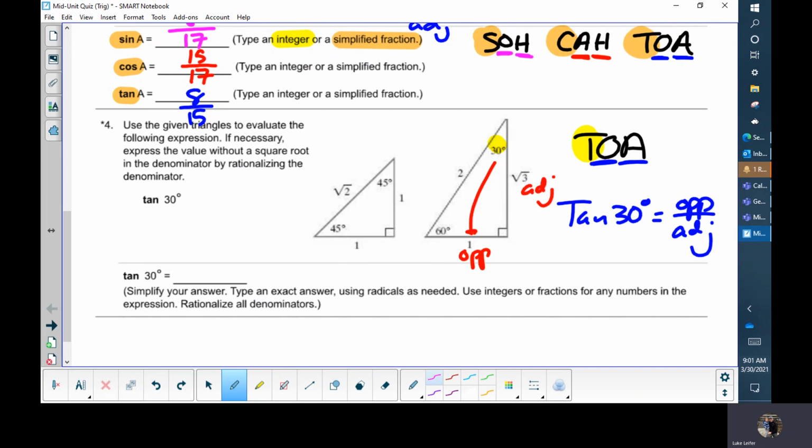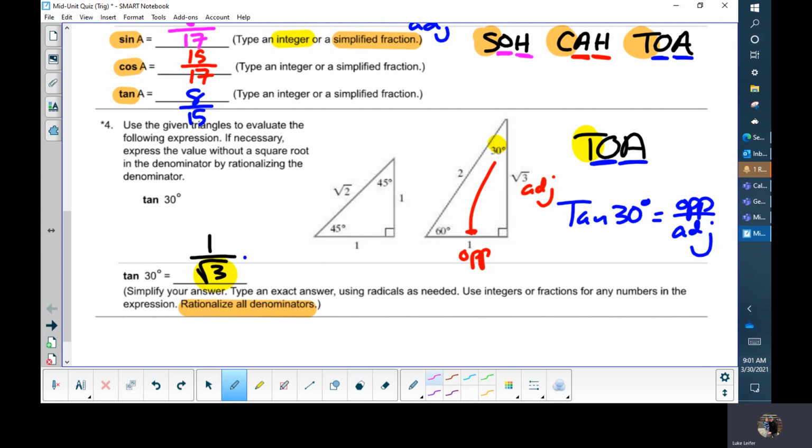Okay, this one is going to create an issue. I would say 1 over the square root of 3. Now, I have this thing called rationalizing the denominator. And all that states is they don't like radicals in the bottom. Here's an easy way to fix it.